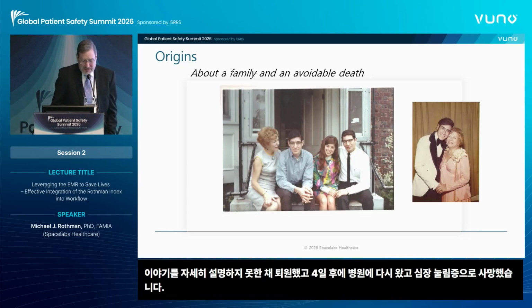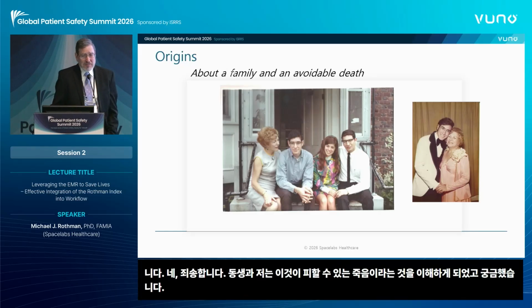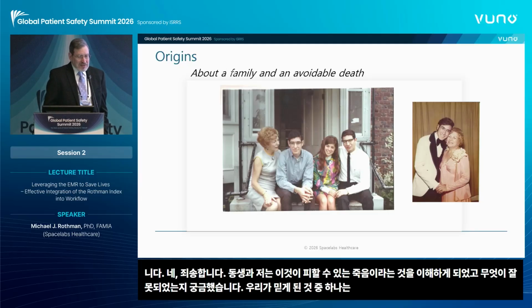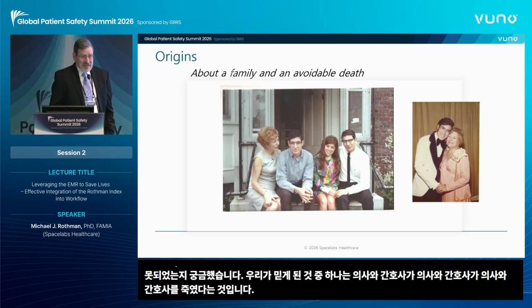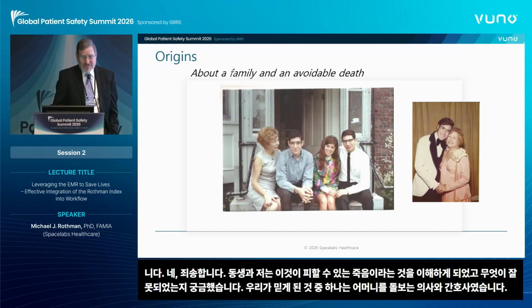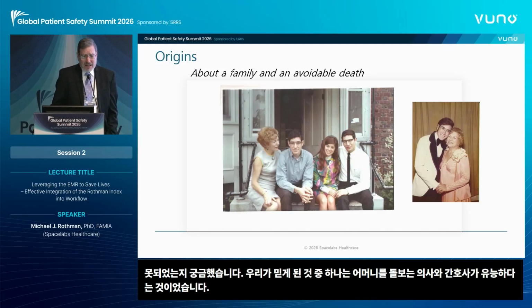My brother and I came to understand that this was an avoidable death and wondered what had gone wrong. One of the things we came to believe was that the doctors and nurses taking care of our mother were competent. And as we looked into it, we felt that the system itself had failed. So what do I mean by that?